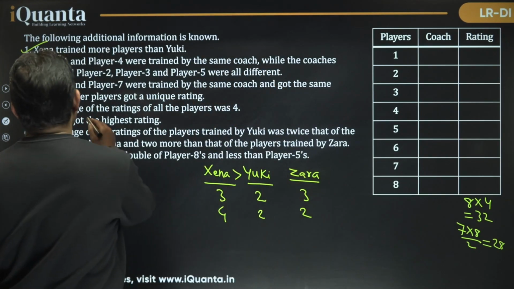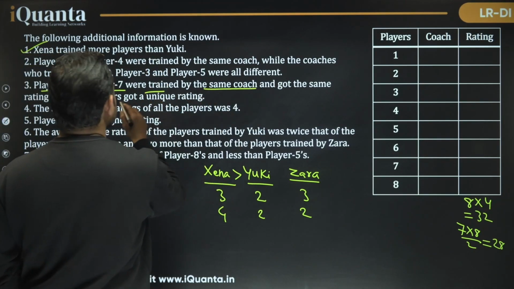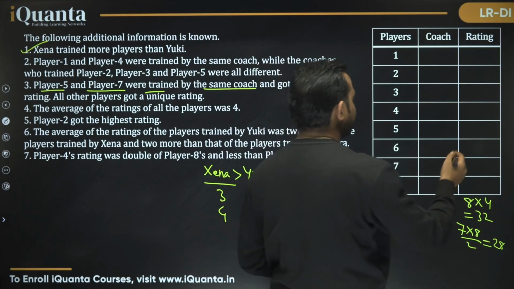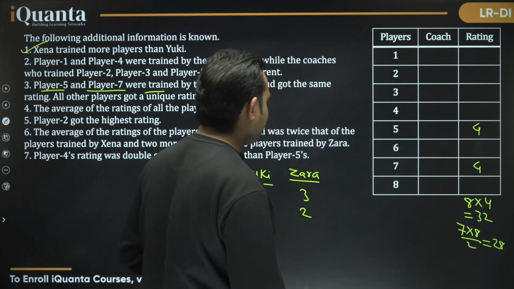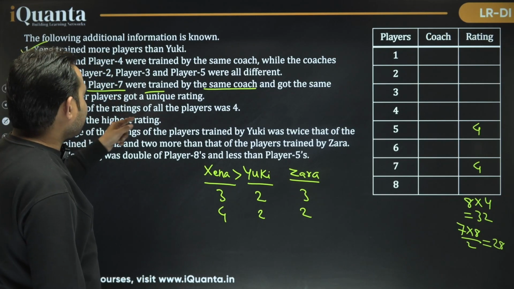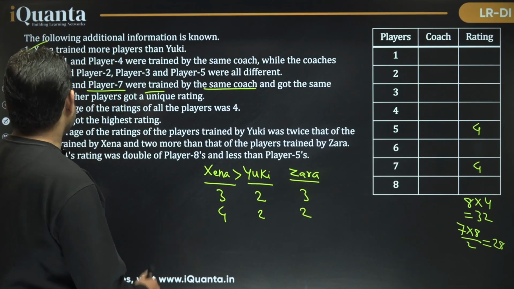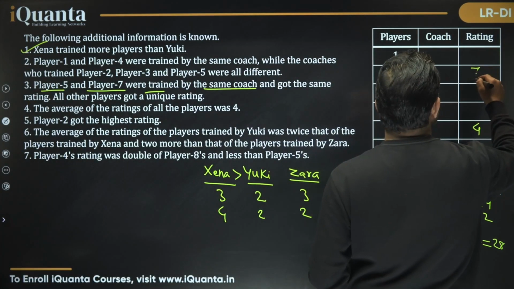And player 5, player 7 were trained by the same coach and got the same rating. That means they got rating 4, right? Then, the average of the ratings of all players was 4. Player 2 got the highest rating, means player 2 got 7.